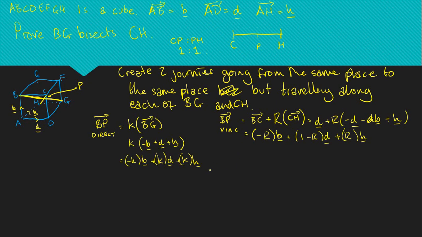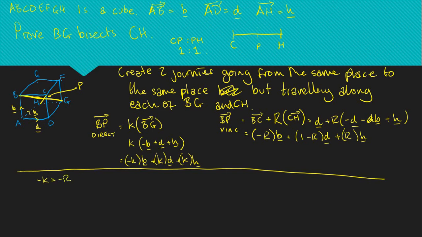Now, from the previous lesson, the very last question that I told you, which was really simple, these two represent the exact same journey. It is B to P. Since they represent the exact same journey, and vectors only have a start and a finish point and a magnitude between them, each of these coefficients to B, D and H must be equal to each other. So we now know that negative K equals negative R. That comes from the B coefficients. Negative K equals negative R, and so therefore K equals R.